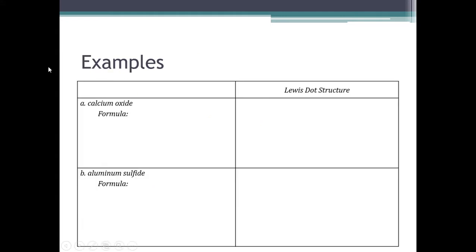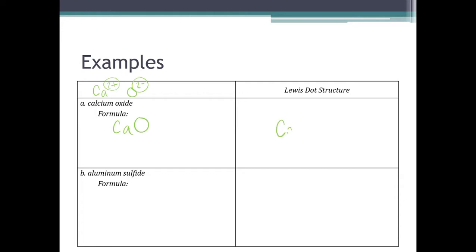So our first example here is calcium oxide. First thing we need to do is figure out the formula. So remember that calcium is a Ca2+, and oxide is O2-. So we get 2 positives from calcium, 2 negatives from oxygen, means that the formula is just going to be CaO. We need 1 calcium and 1 oxygen. So we can go ahead and draw our ions.